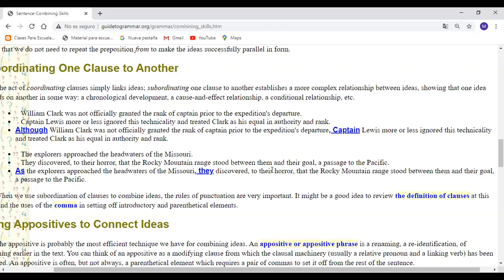Are you done, guys? Okay. So if you see, guys, in this case, we use a subordinating conjunction also to join two sentences. In this case, William Clark was not officially granted and Captain Lewis more or less ignored. This is one of the basic forms to combine sentences, when we join one idea that is a complete or independent clause with a dependent clause. So this is the first rule that we have to know.